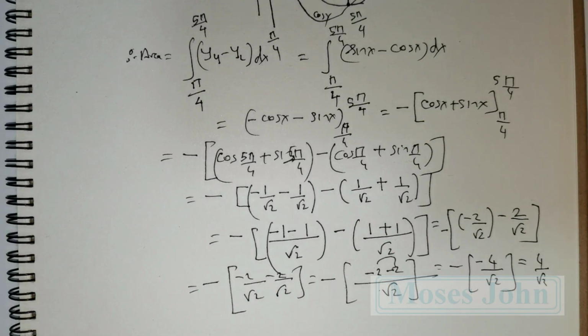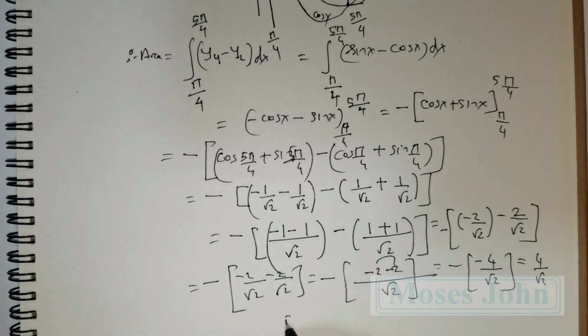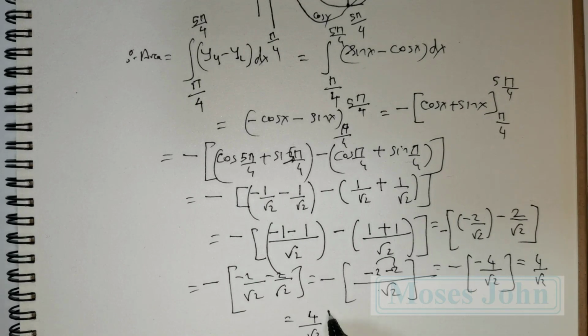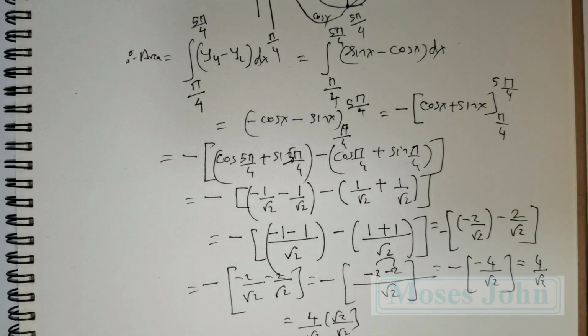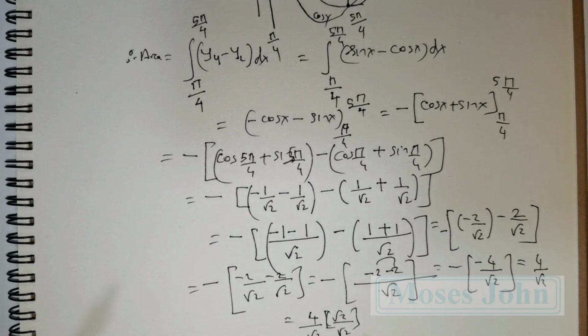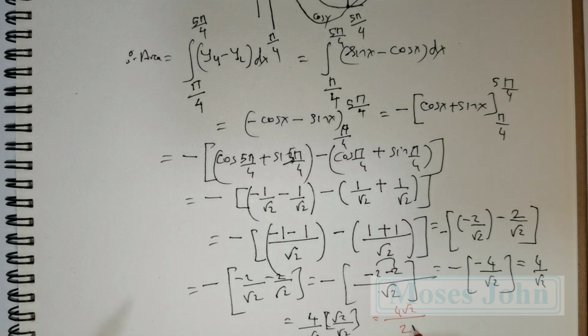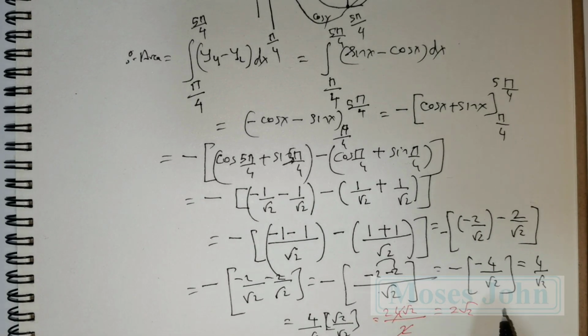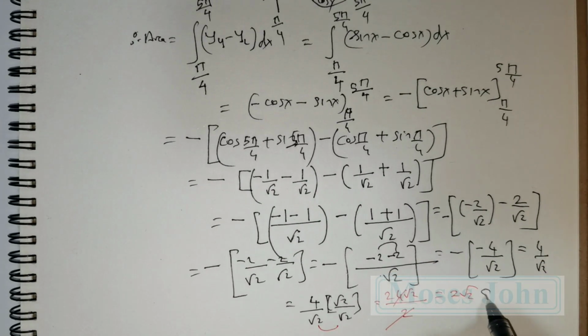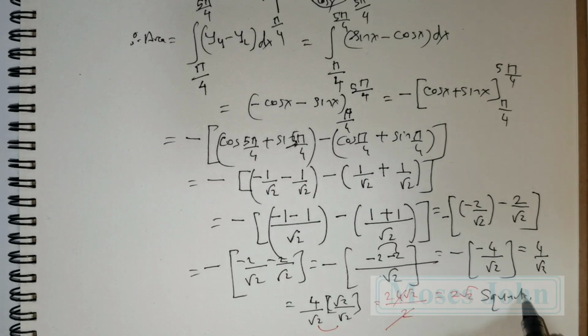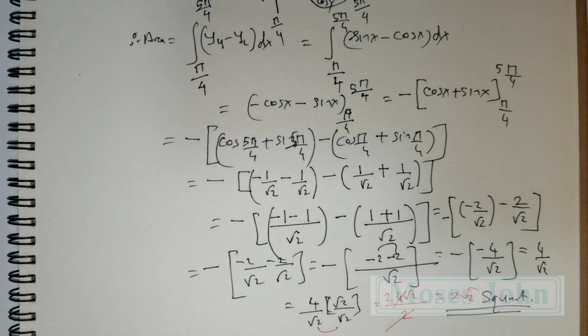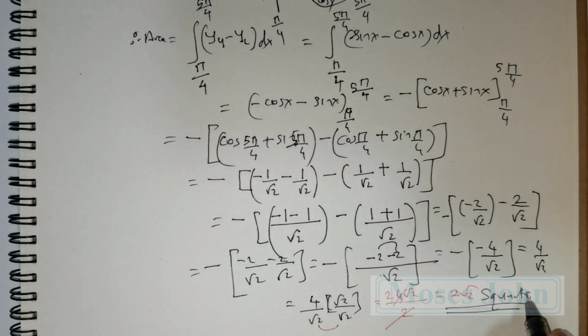Now you can simplify it if you want, because I don't want the root 2 to be in the denominator, so that would mean I would have to multiply by root 2 divided by root 2. So that would mean in the denominator you will get 2. In the numerator it's going to be 4 times root 2. 2 divides 4 2 times, so it's going to be 2 times root 2. The most important thing is square units. Okay, so that is the final answer.